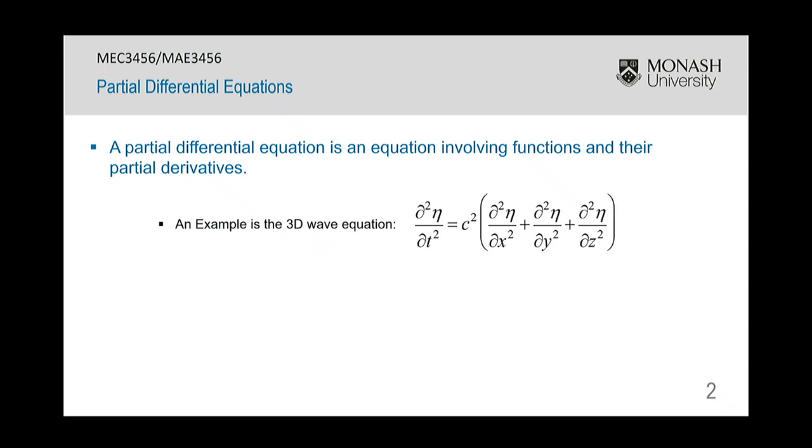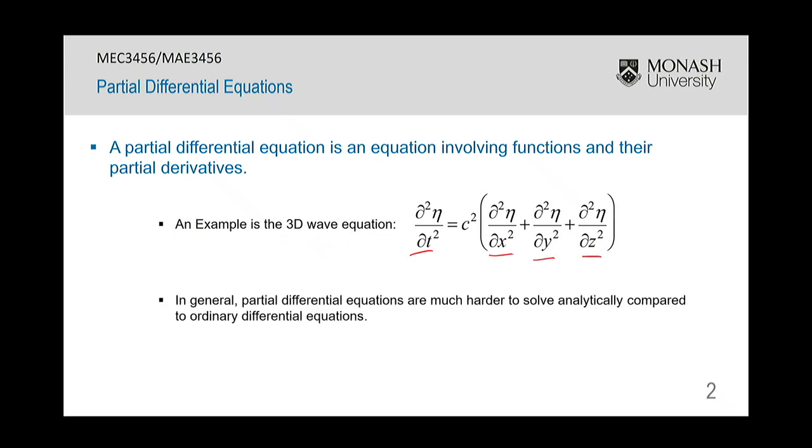d squared e dt squared is equal to c squared times d squared e dx squared, etc. So there's partial derivatives with respect to time, x, y, and z. In general, PDEs are much harder to solve analytically compared to ODEs. However, they describe many important physical phenomena important to engineering, and that's why we consider them in this unit.